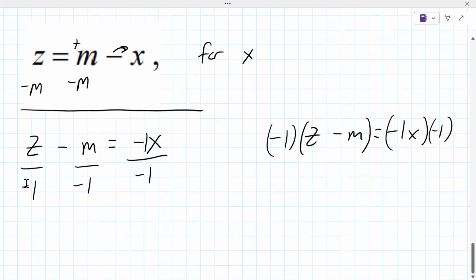Okay. So what is z over -1? What does that become? Negative z. How about this minus m over -1? What does that become? Negative M. Try again. It's a negative over a negative. Oh, positive M. Okay, equals X. And is that what we wanted? Yeah. Okay. Any questions on that? No. All right, so let's try another one here.